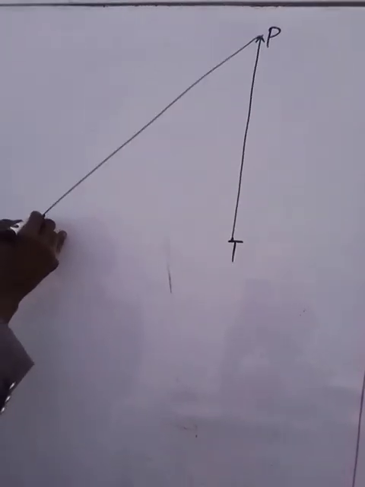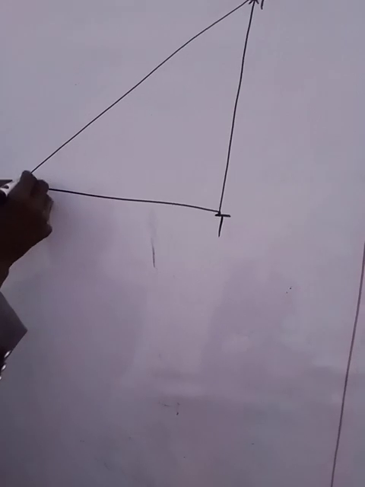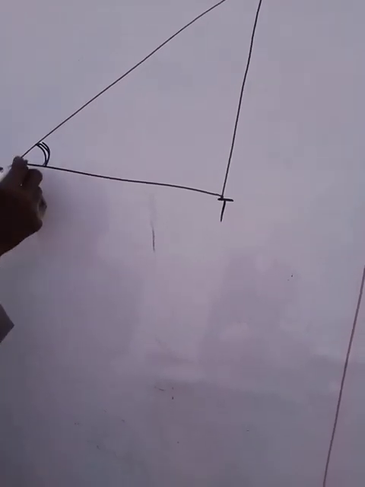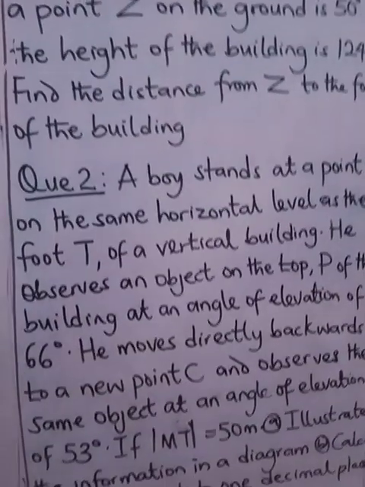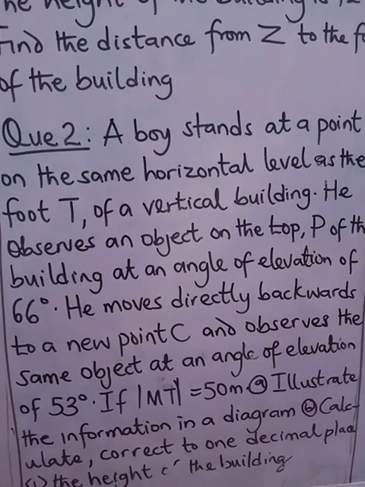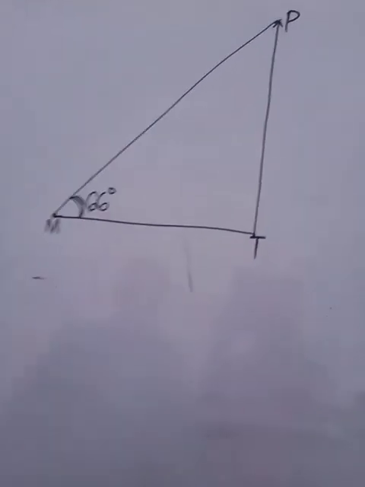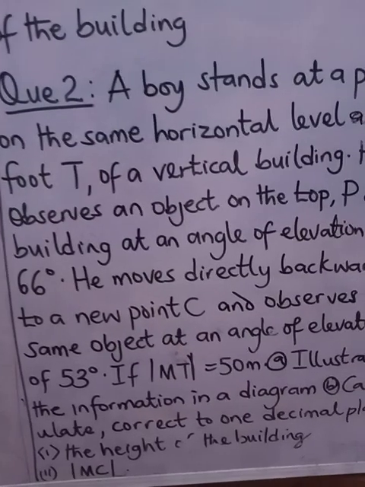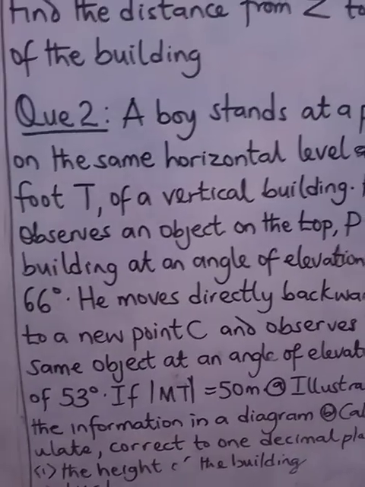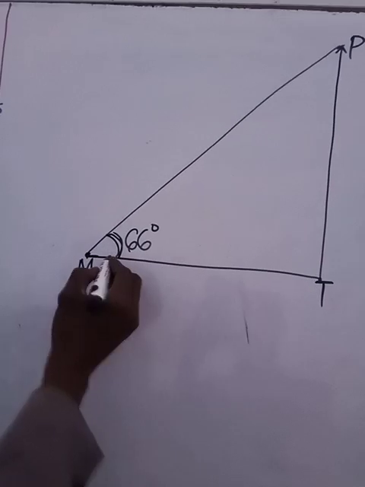Okay. So I've told you the angle of elevation will be the angle that your eyes make with the horizontal. So he observes an object on the top P of the building at an angle of elevation of 66. So the angle here is 66 degrees. I hope you are following. He then moves backward to a new point C. All right, the object is here. Then he moves backward.